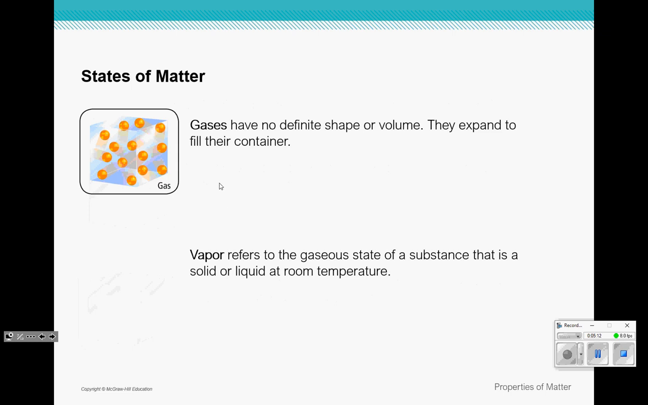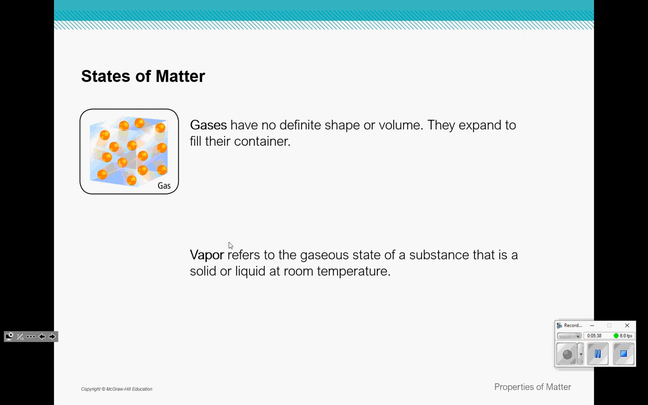And gases have no definite shape and no definite volume. So no shape, no volume. They expand to fill their container. So you see the molecules are bouncing around, hitting the sides of the container. So no, you can't take volume there because they don't settle down. They're all over the place, and they take the shape of their container. So they really do not have a definite shape.